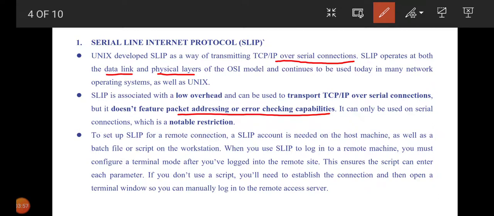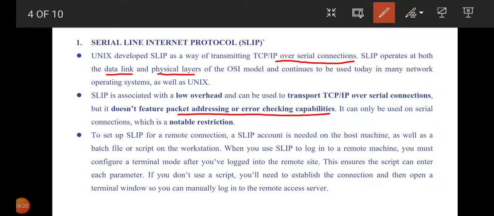And this is basically one of the notable restrictions of SLIP, because as compared to other protocols, the security might be compromised, as well as, since it can transmit over only serial connections, it might be a little disadvantageous from the perspective of transmission.